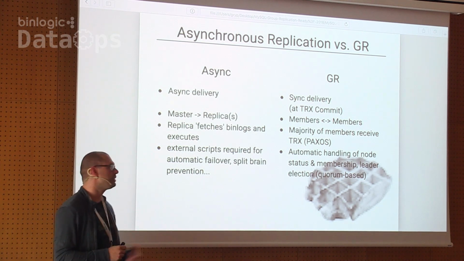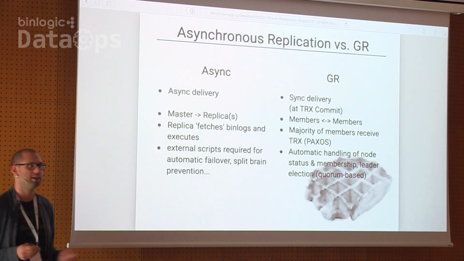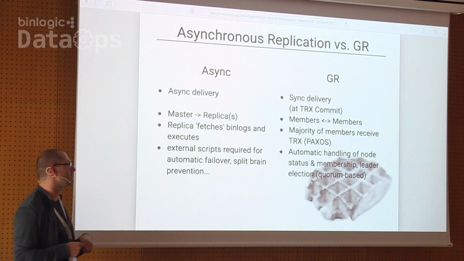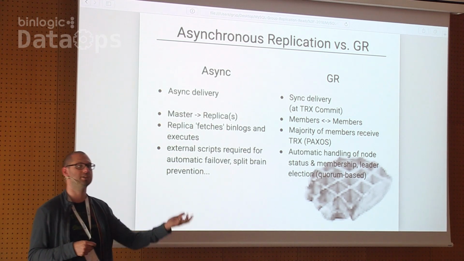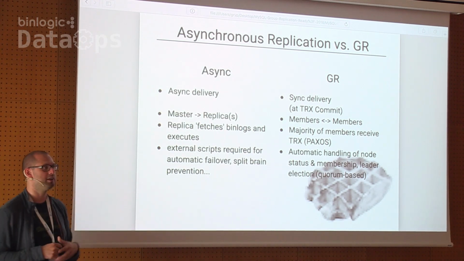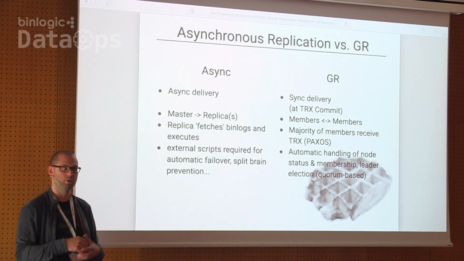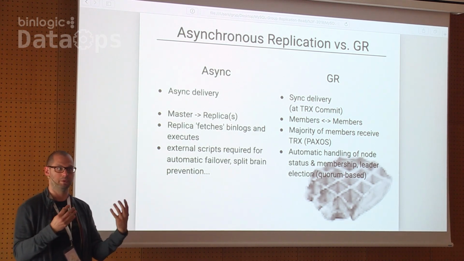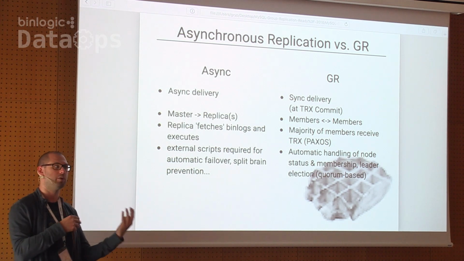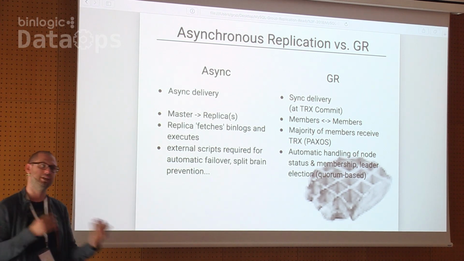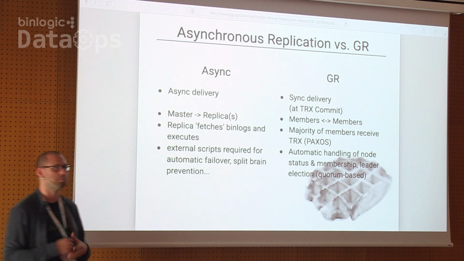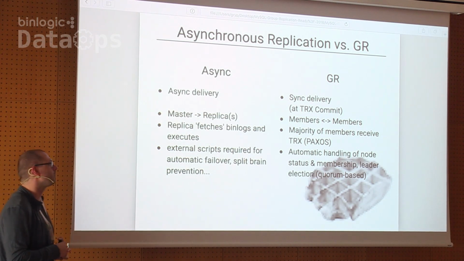With Group Replication, this is all automatic. Members can join and leave the cluster. There will be a leader election in case of a node disappearing. If there's a network partition between nodes, a quorum will be established to figure out which nodes are still the majority. All of this is to avoid split-brain situations.